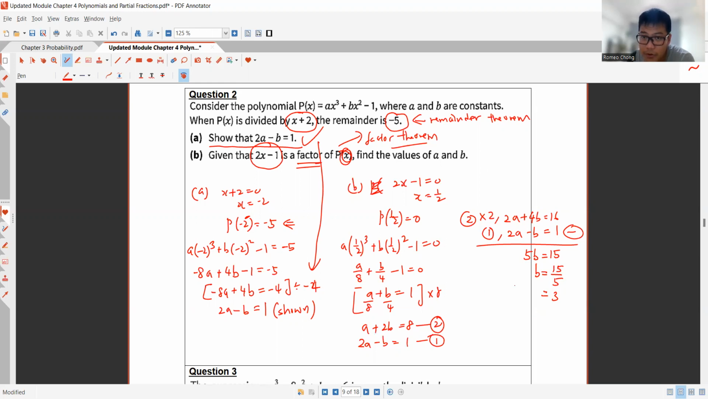We haven't finished yet, you only solved for your b, right? So now you just take whichever equation, from 1 maybe. You can take from the first equation. So 2a minus b, which is 3, equal to 1. So 2a equal to 4, a is equal to 2. Let me see if my answer is correct or not. a equal to 2, b equal to 3. Yes, correct. So this is the answer.